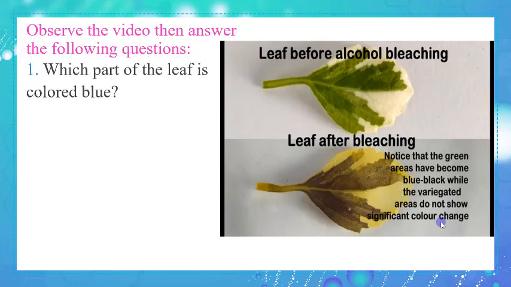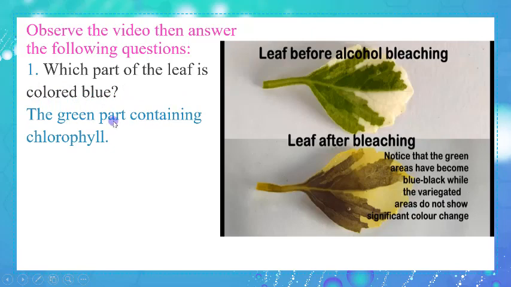Which part of the leaf is colored blue? Now please observe here. Which part is changed into blue color after adding iodine solution? Here, this part. What was the color of this part before? It was green. So the part of the leaf that turned blue is the green part.